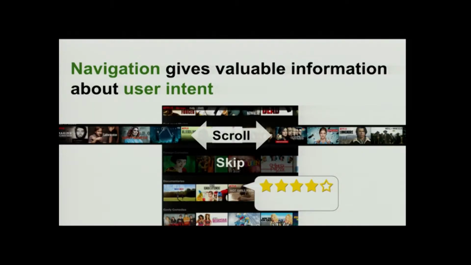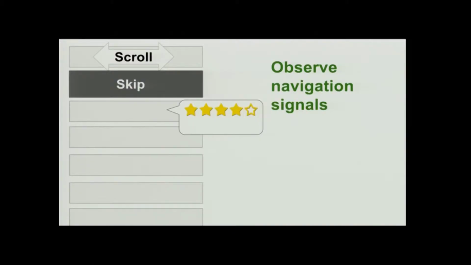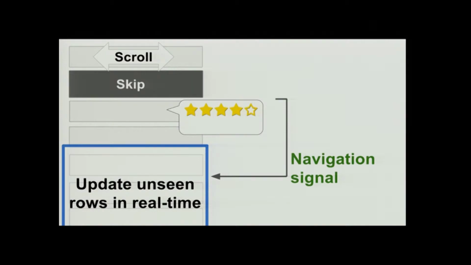We realize there is very rich information in their navigation signals. For example, when users browse the page, they might scroll on a row, they might skip some content, they might read some information about a video, etc. These actions give us very rich information about what they are looking for. So what we propose is the following: can we observe just a few navigation signals, for example, just from the first few rows, and then improve the recommendations for the unseen part of the page?